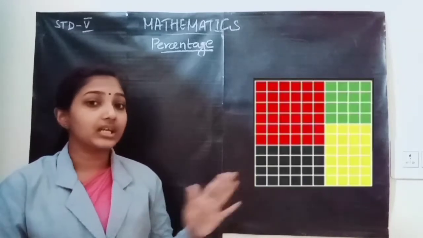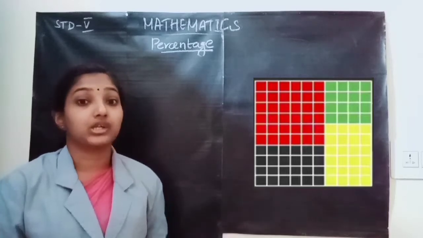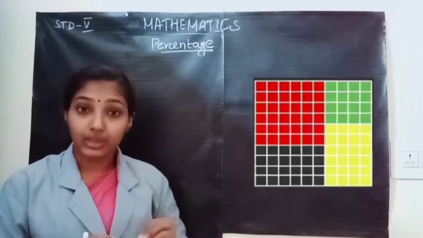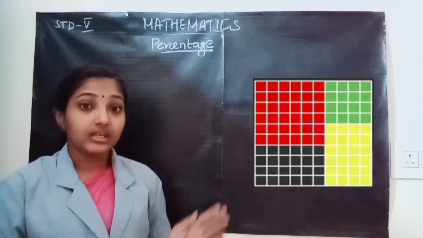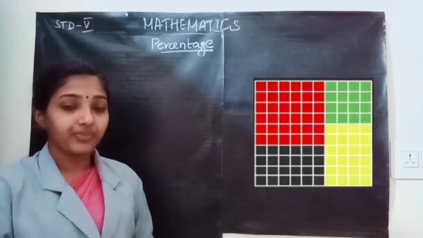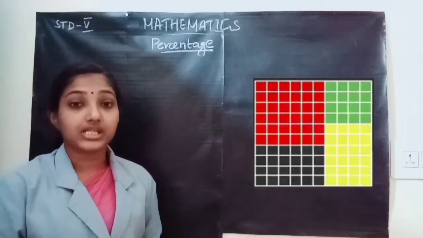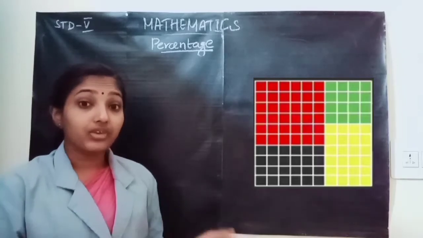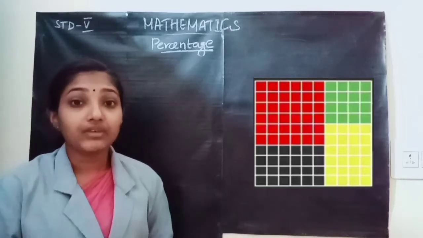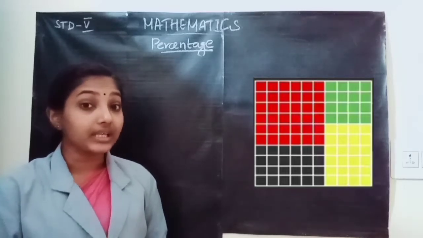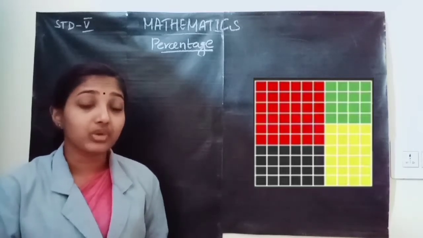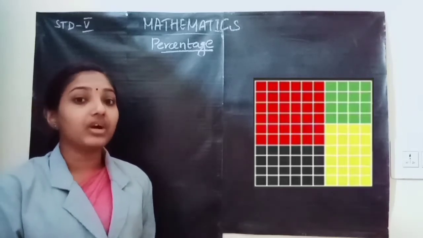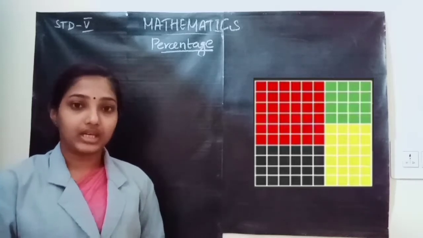Okay, so see here you can see a square, right? And the square is divided into 100 equal parts. And see, some of these squares are colored, right? And here you can see that out of these 100 squares, 34 small squares are colored in red. So what we can say, out of 100, 34 are in red color, right?